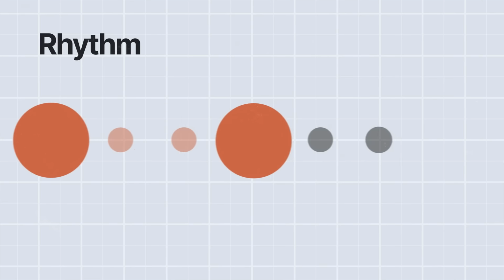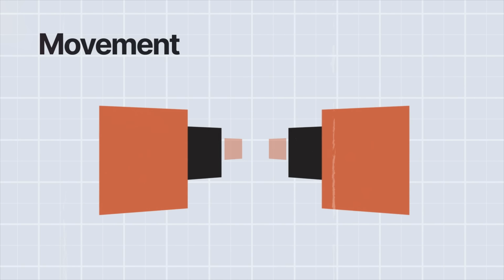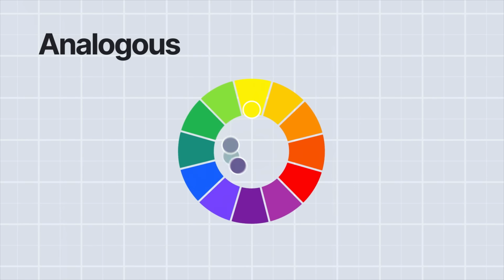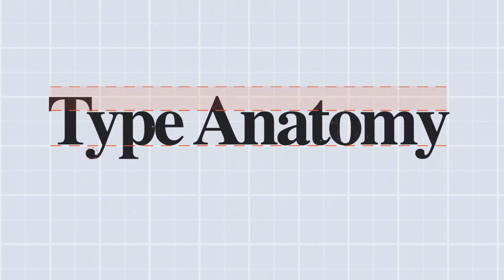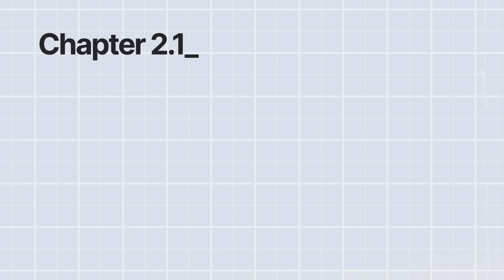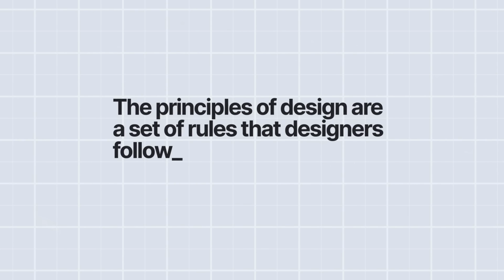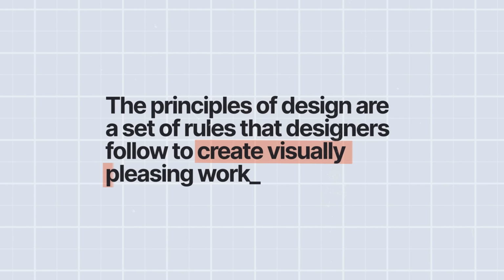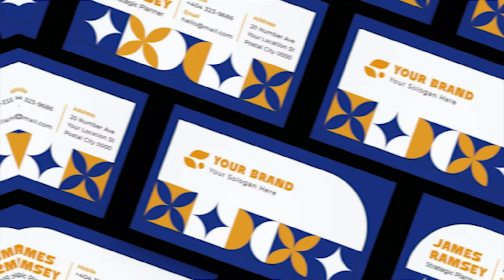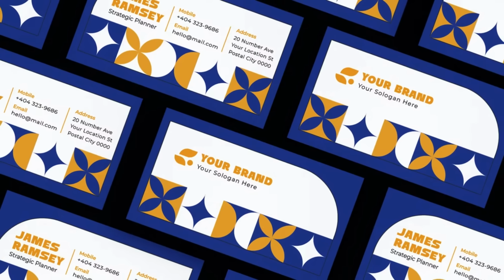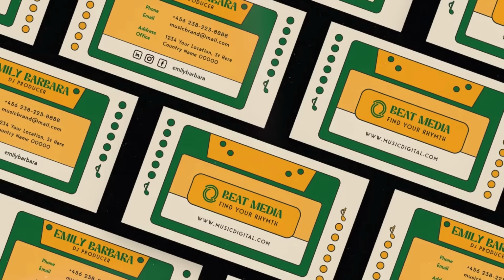So in the next 3 lessons, you will learn all the basic principles, the color theory, and the elements of typography that you can apply in order to communicate effectively. In this lesson, we will take a look at basic design principles. The principles of design are a set of rules that designers can follow when creating a composition to create visually pleasing work. The purpose of these rules is to deliver a message in the most organized and functional way.